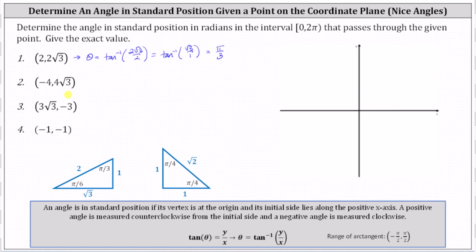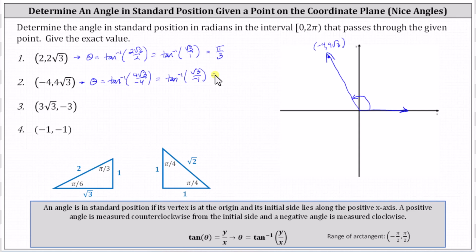For number 2, the point is (-4, 4 square root 3), which would be in the second quadrant. Let's just say approximately here. This would be (-4, 4 square root 3), which indicates we're looking for this angle in standard position. This indicates that theta is equal to inverse tangent of y divided by x, which is 4 square root 3 divided by negative 4. Simplifying, we have inverse tangent of square root 3 divided by negative 1.